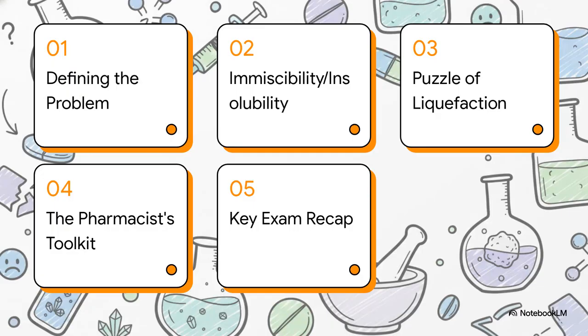So here's our game plan. First up, we're going to define what a physical incompatibility even is. Then, we'll get into the usual suspects. Stuff that won't mix or dissolve. We are definitely going to solve that weird puzzle of the liquefying powders. And then, the most important part, we'll open up the pharmacist's toolkit to see how to fix all this, before we wrap it all up with a quick recap of the must-knows for your exams.